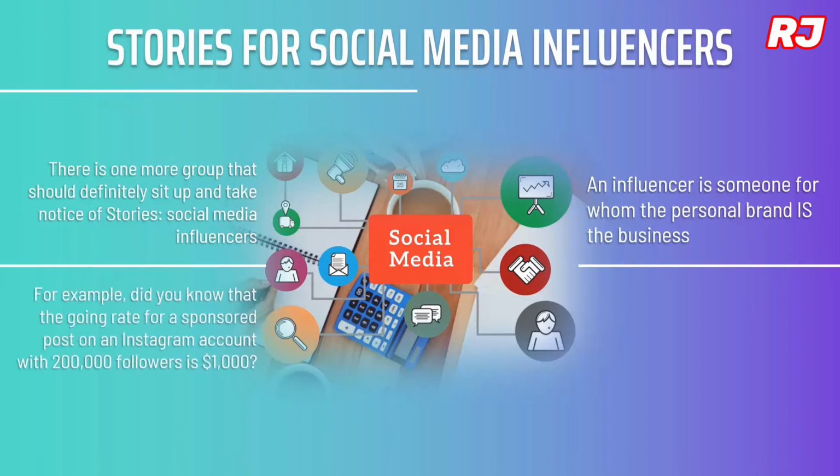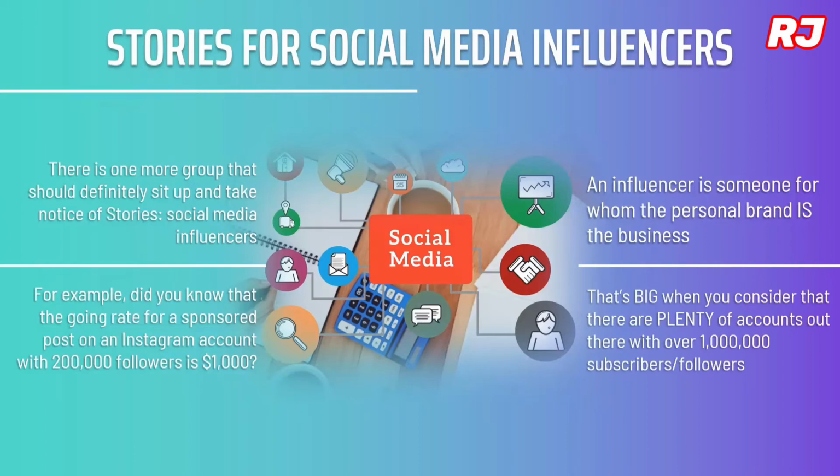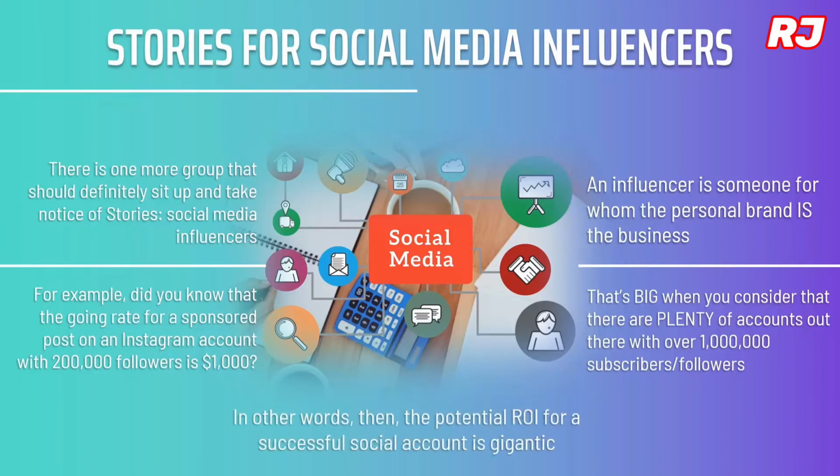For example, did you know that the going rate for a sponsored post on an Instagram account with 200,000 followers is $1,000? On YouTube, it's $1,000 for every 100,000 followers. That's big when you consider that there are plenty of accounts out there with over 1 million subscribers or followers. That in turn equates to $10,000 for a single post. On Instagram, it takes about 2 minutes to post an image. In other words, then, the potential ROI for a successful social account is gigantic.